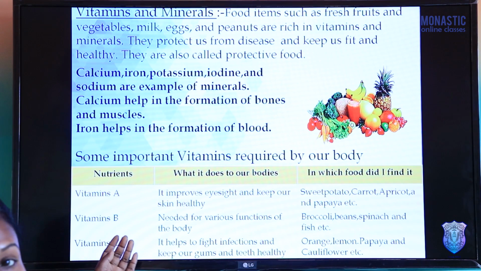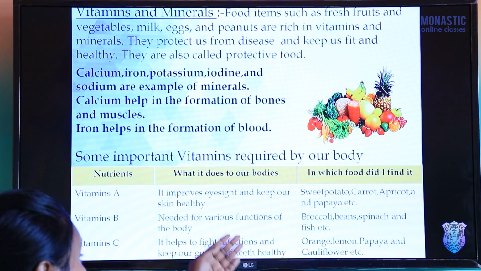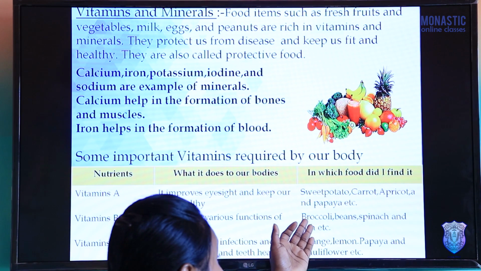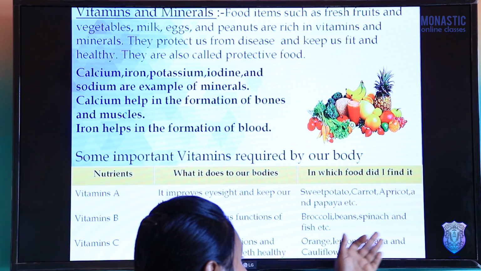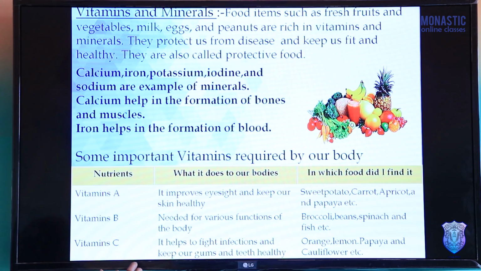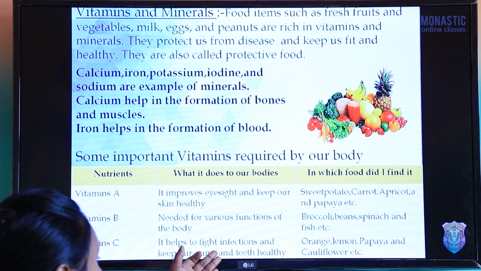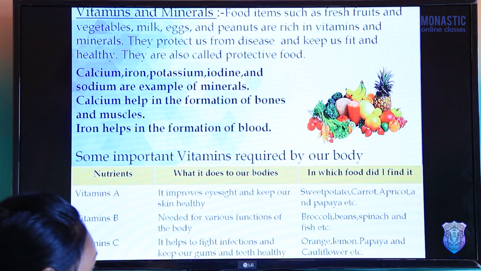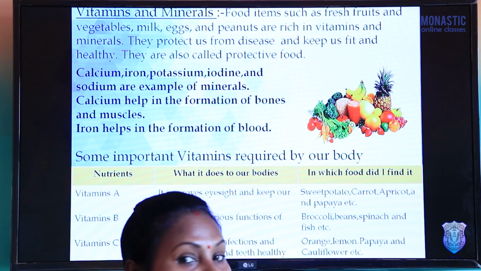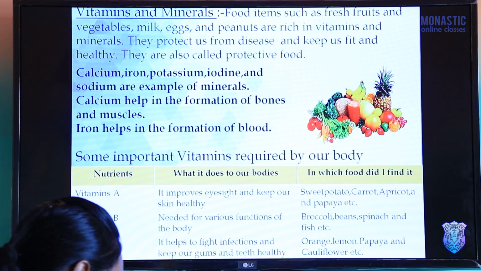Next is vitamin B, needed for various functions of the body. For example, broccoli, beans, spinach, and fish. Next is vitamin C. It helps to fight infection and keep our gums and teeth healthy. It is found in orange, lemon, papaya, and cauliflower, etc.